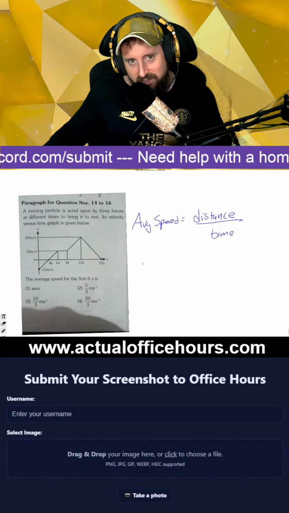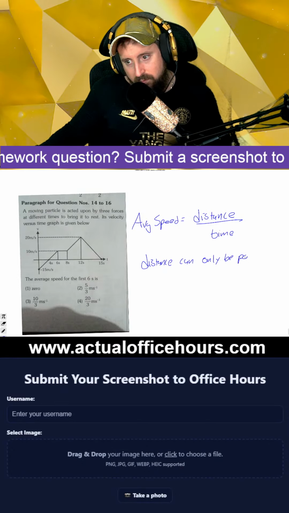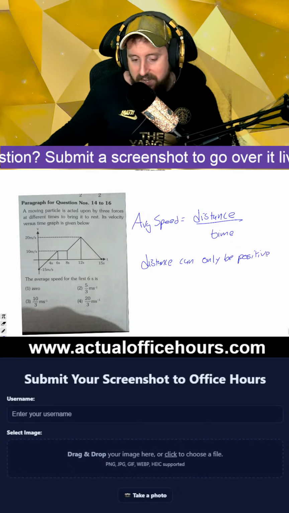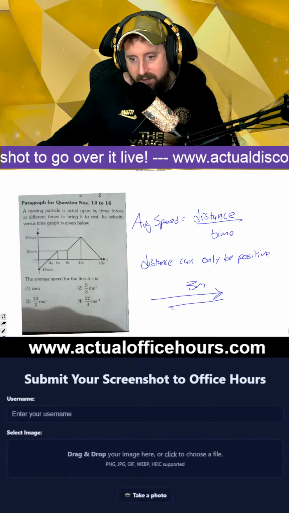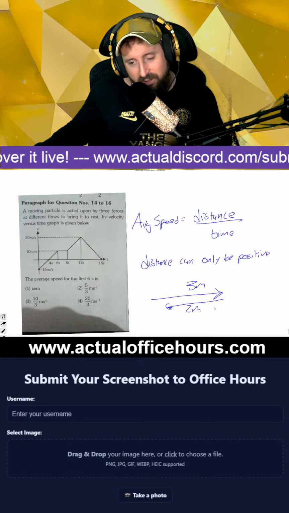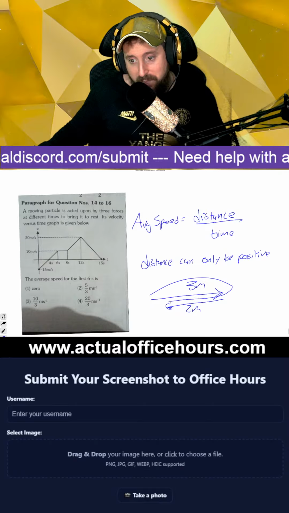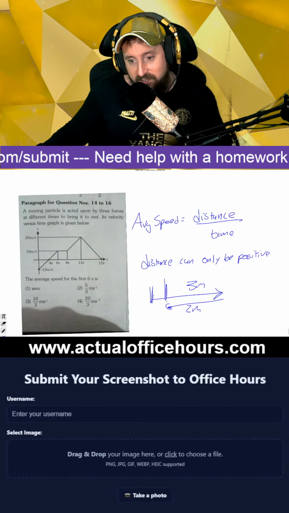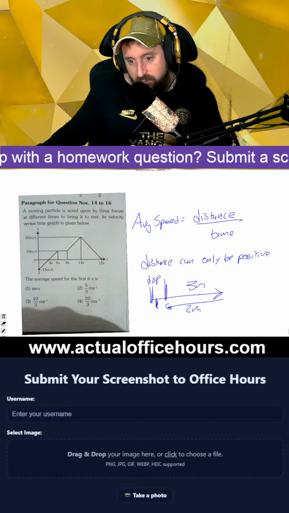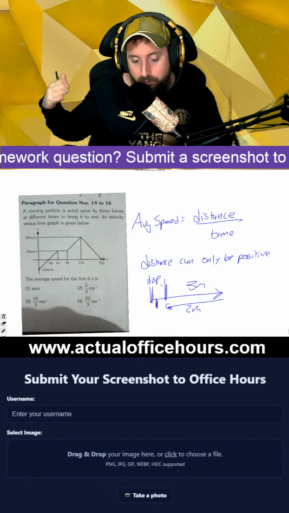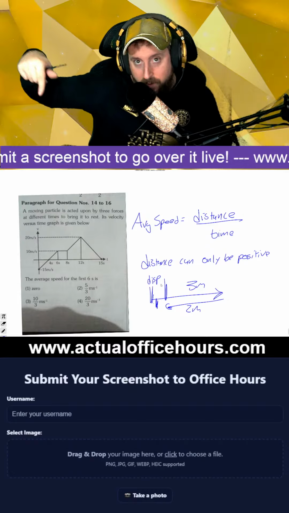So distance can only be positive. I can't have negative distance, right? If I go forward 3 meters and then I come back 2 meters, technically my distance is 5 because I went 3, then I came back 2. But then technically my displacement would only be 1. Because again, displacement is referring to how far away you are from your initial position when you're at your final position.